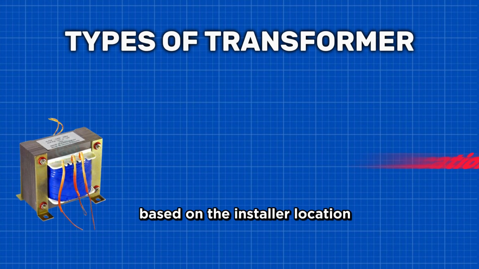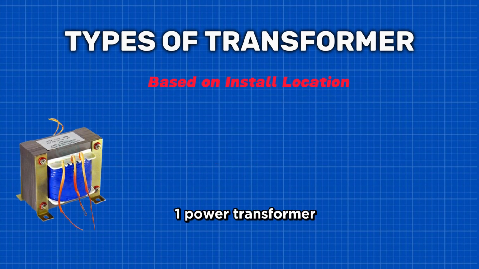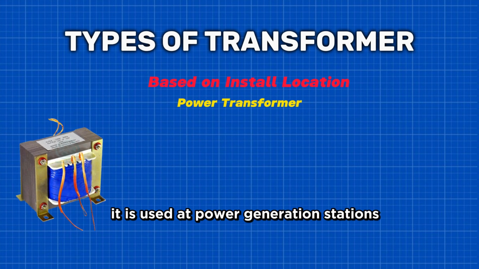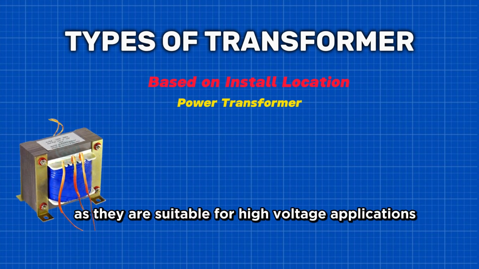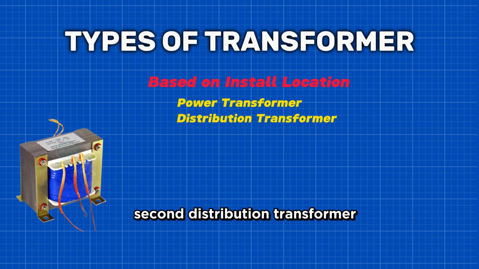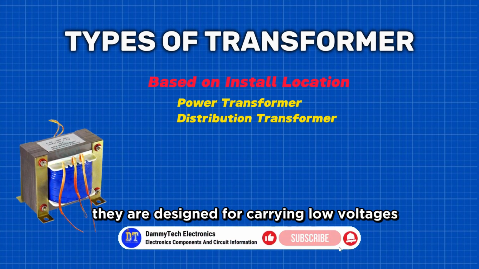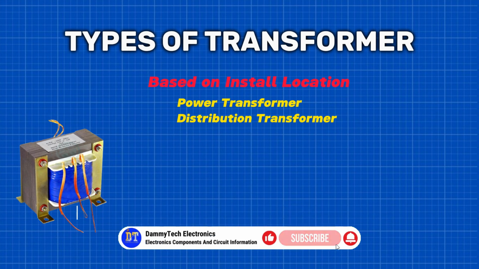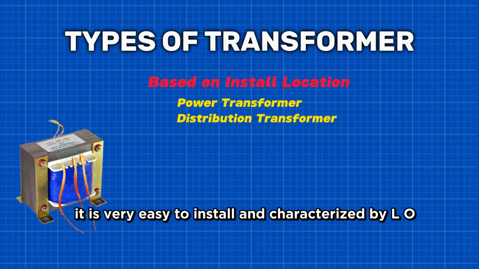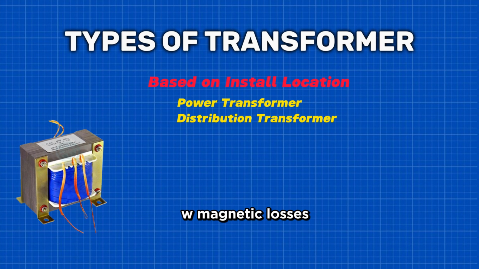Based on the installation location: 1. Power transformer. It is used at power generation stations as they are suitable for high voltage applications. 2. Distribution transformer. It is mostly used at distribution lines for domestic purposes. They are designed for carrying low voltages. It is very easy to install and characterized by low magnetic losses.